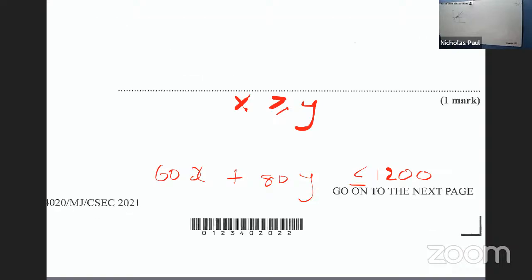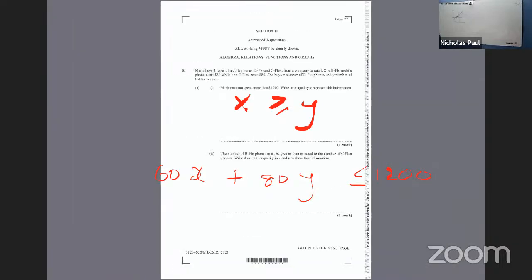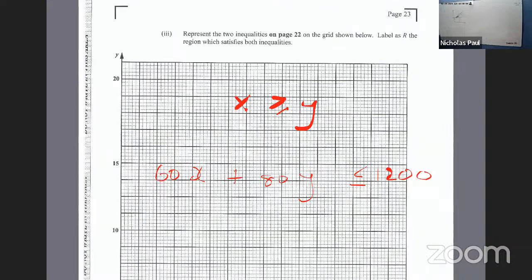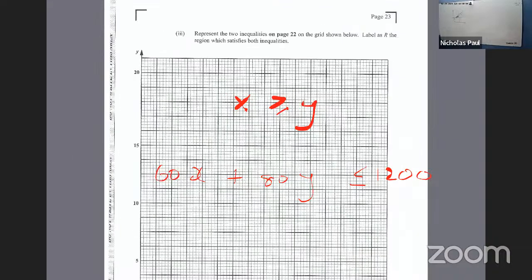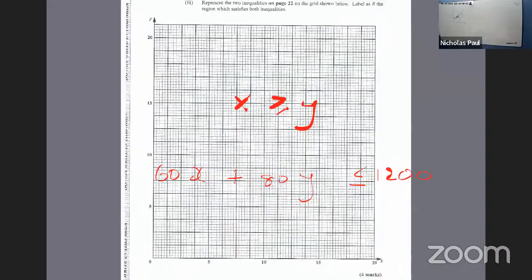I think it's one more. Oh, no, no more. Right? Set up the scale and draw the inequalities. Okay, graph paper and draw the inequalities.